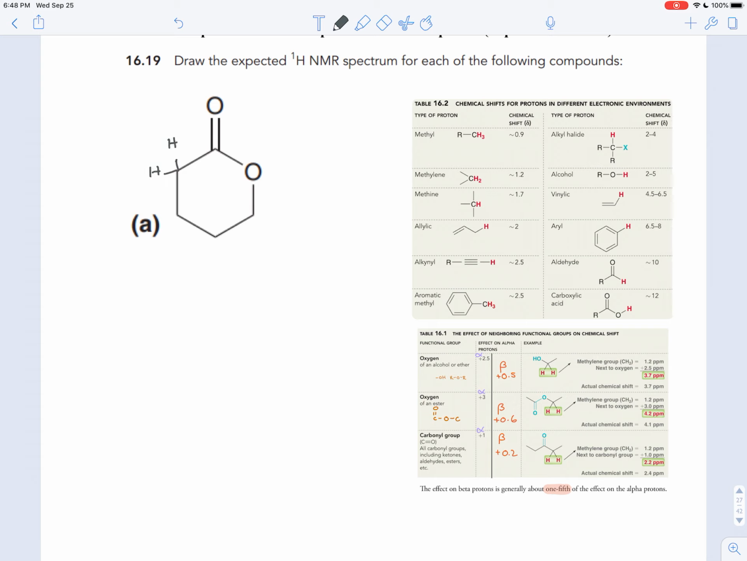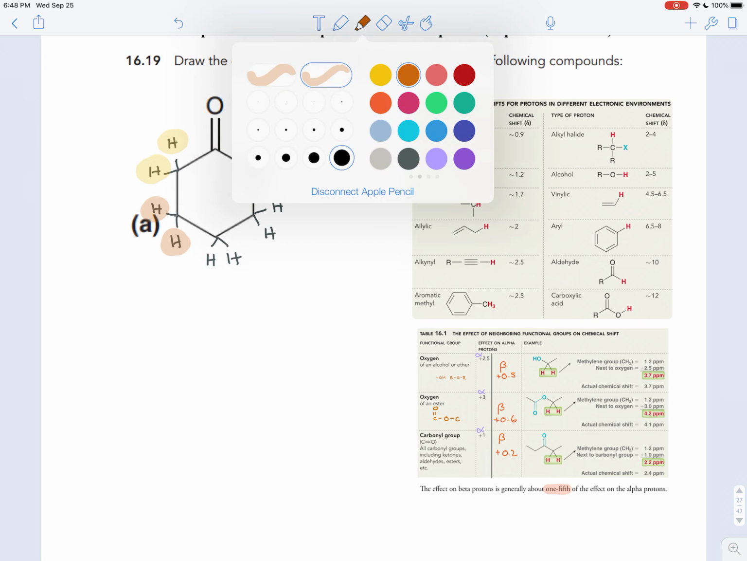First step, draw all of the hydrogens. Now, there really isn't symmetry in this molecule, and the implication is that each of these groups of hydrogens are going to be in their own unique electronic environment. So those yellow ones there are alpha to a carbonyl, and they're further away from the ester side. So they're in a separate environment from these next hydrogens, which are beta to the carbonyl, and far away from the ester side. So that's a different electronic environment.